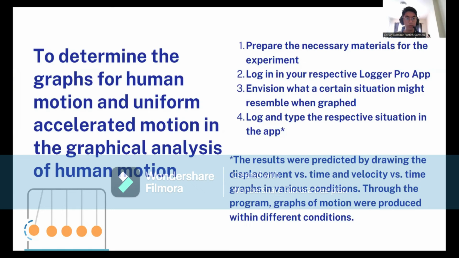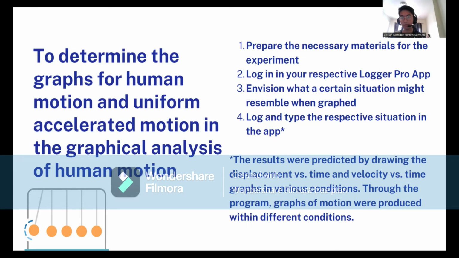So to determine the graphs for human motion and uniformly accelerated motion in the graphical analysis of human motion, here are the following steps and procedures that we need to take. Firstly, we need to prepare the necessary materials for the experiment, which is only the Logger Pro app for this experiment. Then we need to log in to our respective Logger Pro app. Then the third step is we need to envision what a certain situation might resemble when graphed, like, let's say, when a person is in constant motion. Then we log and type the respective situation in the app.